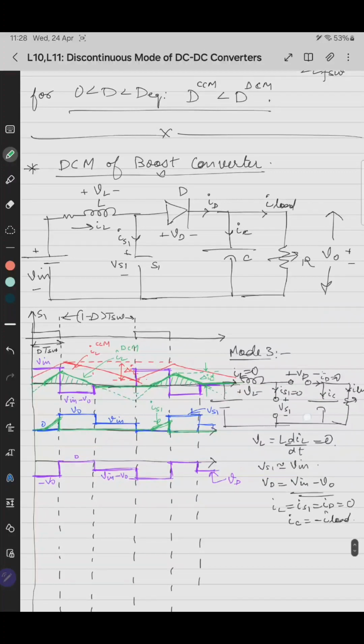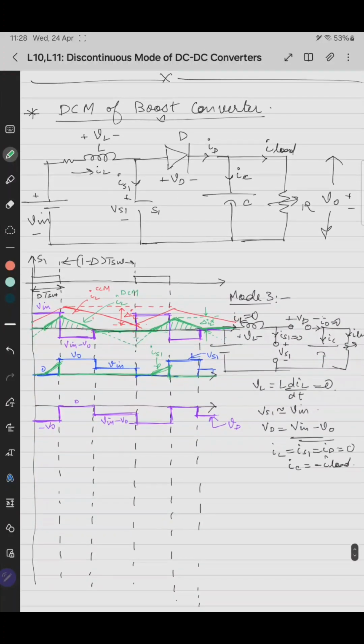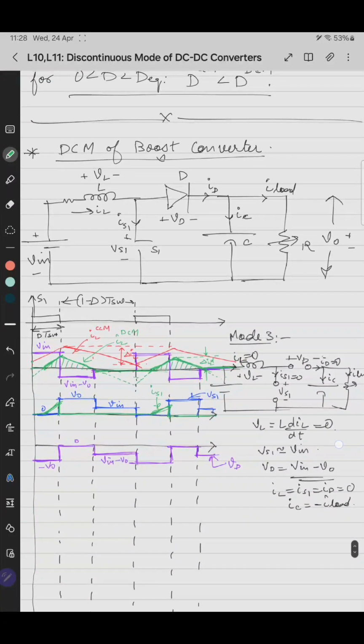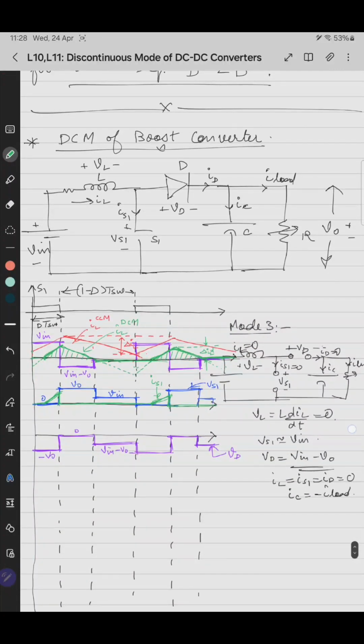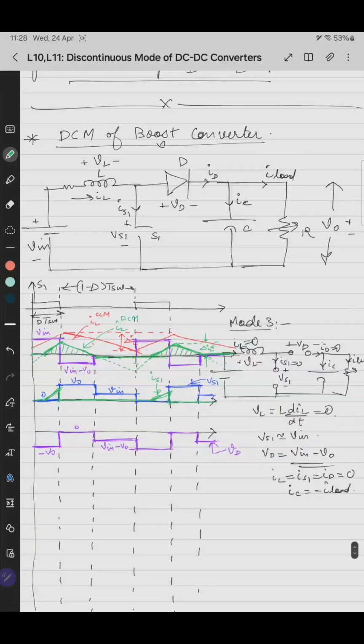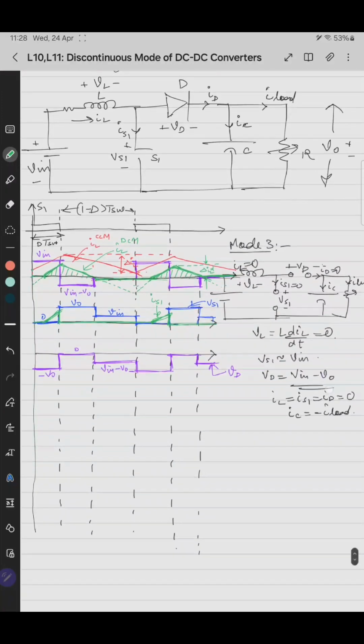We'll again use green color for the waveform of ID. When the switch is on, the diode is off, so the current is 0. When the switch is off, the diode is on. In that case, ID equals IL. So it is like this. This is ID.